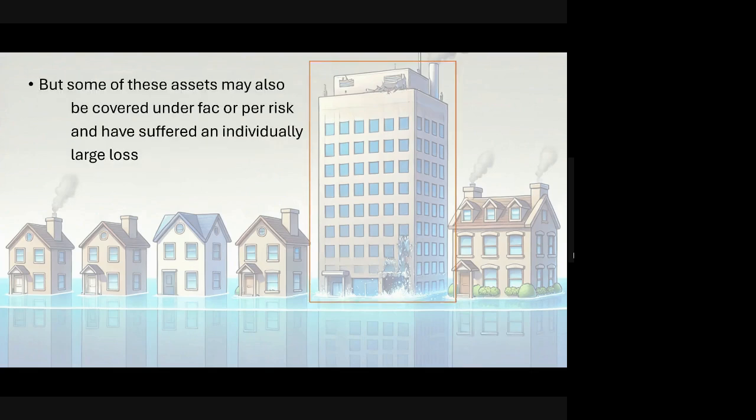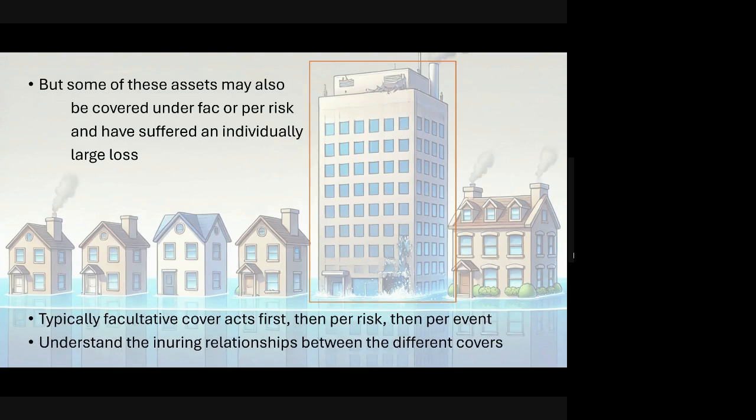But what if some of our assets were also individually protected by facultative reinsurance, or if they could individually recover against the per risk treaty that we have in place because they have suffered a very large loss individually as a result of the event? We're going to be having a look at how you organize the calculation of the recoveries between these two different types of cover. Typically, facultative cover will act first, and then per risk, and finally per event. But it's important when you're modeling that you understand the inuring relationships between the different covers involved.